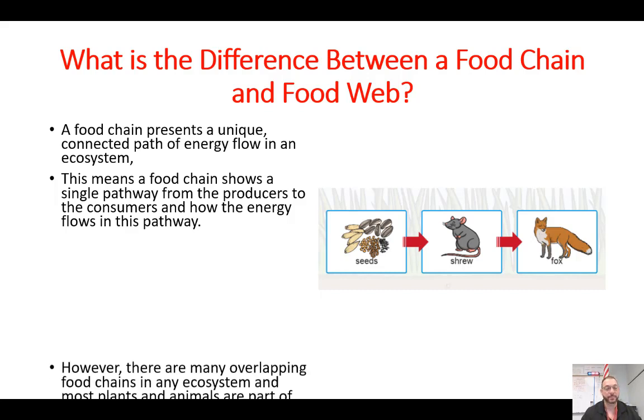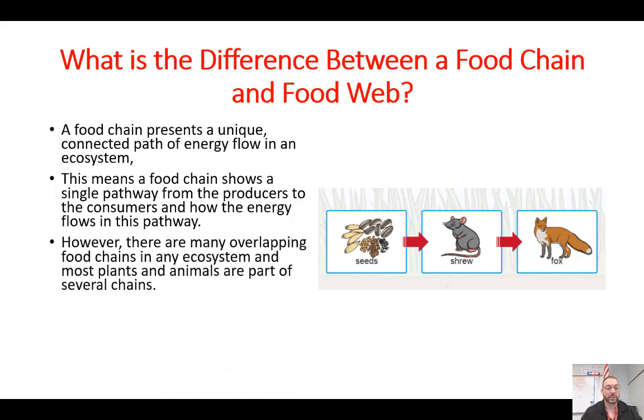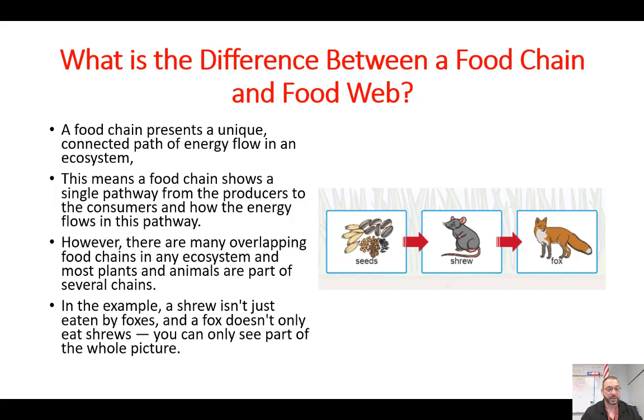However, there are many overlapping food chains in an ecosystem, and most plants and animals are part of several different chains. In the example, the shrew isn't just eaten by the fox, and the fox doesn't only eat shrews. So you can only see part of the whole story of that ecosystem. So in essence, a food chain is just a single snapshot of one part of a food web.